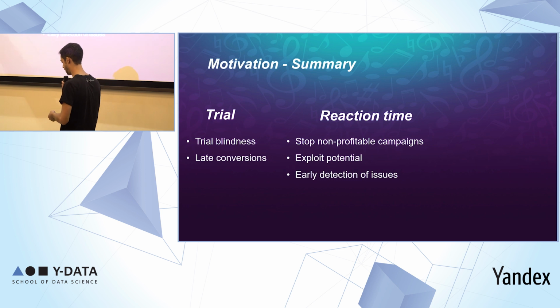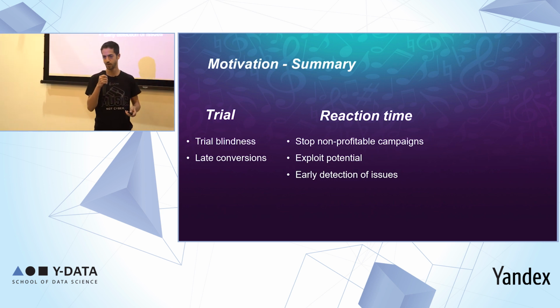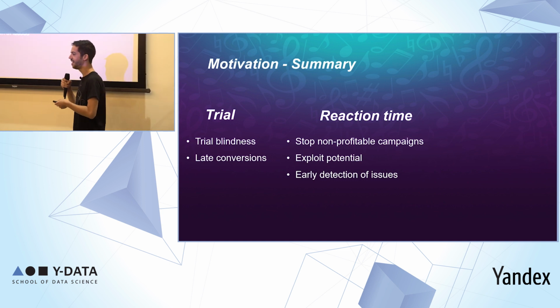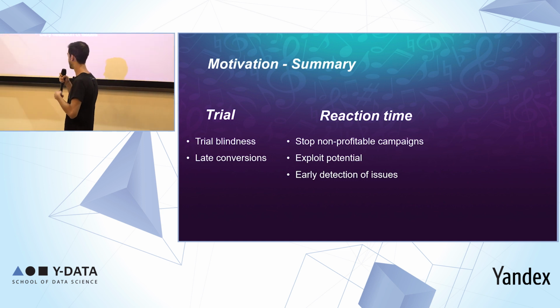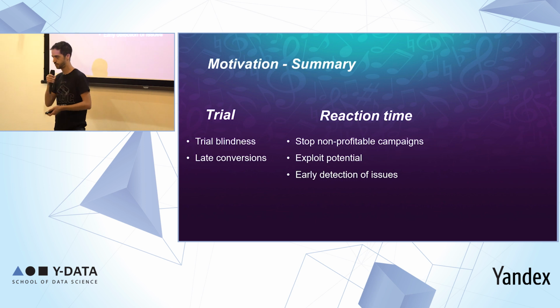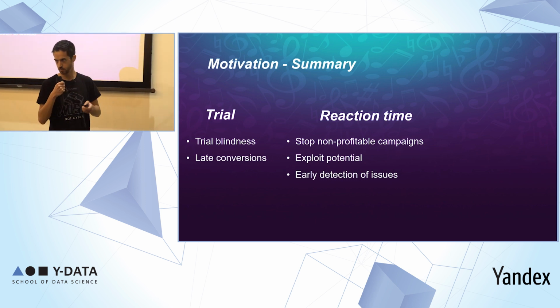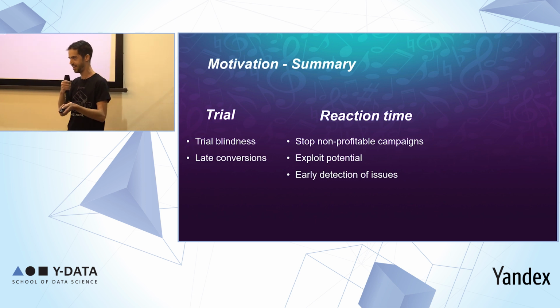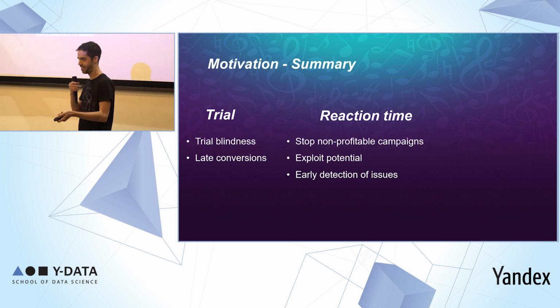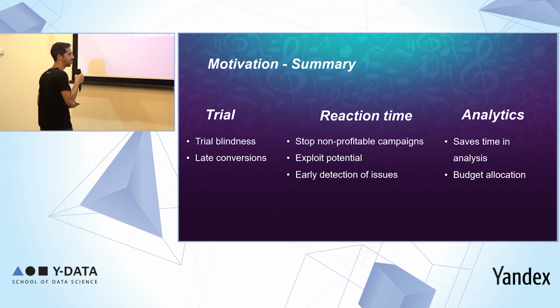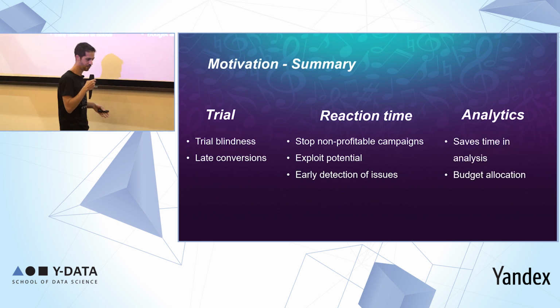We can also use it to detect issues within our app. So if we just release a new version of our app, and immediately the prediction, the solution that I will present, shows weird numbers, we will know that there was an issue with the version of the app. The third is analytics. So a model like this will save a lot of time.